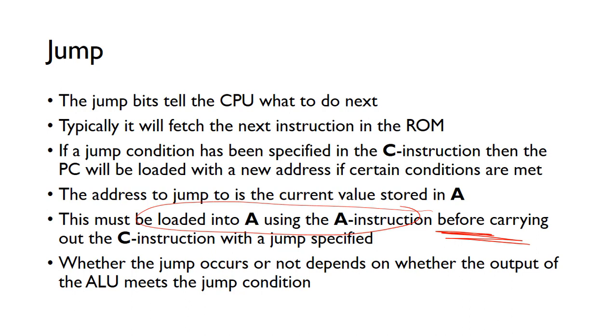So if you want to do a jump, step 1, or instruction 1, is to load the address to jump to in the A register, and then do the C instruction with a jump specified. So you've got to load the value before doing that. And then whether this jump occurs or not depends on whether the output of the ALU meets the jump condition.